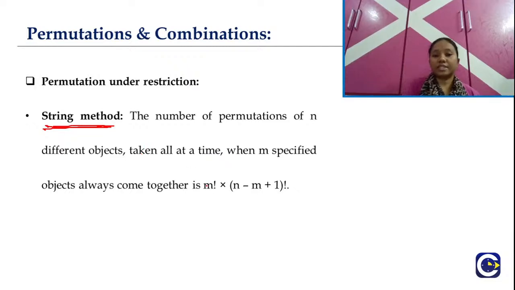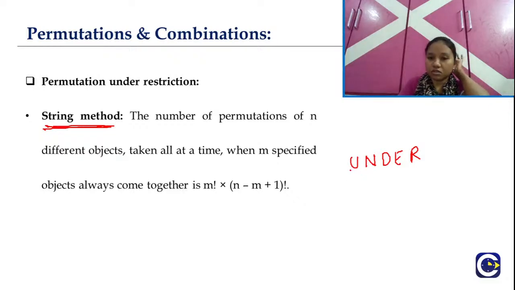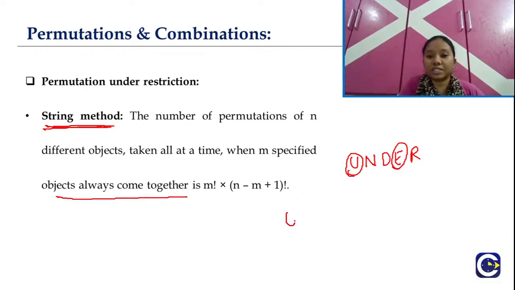For example, let me take a word, UNDER. So this is a word. How many vowels are we having here? This one and this one. So if my question is that all my vowels have to be together, that means m specified objects always come together. That means this U and E should come together. Then what will be my number of permutations? So these are my m objects. So here my m value is 2.